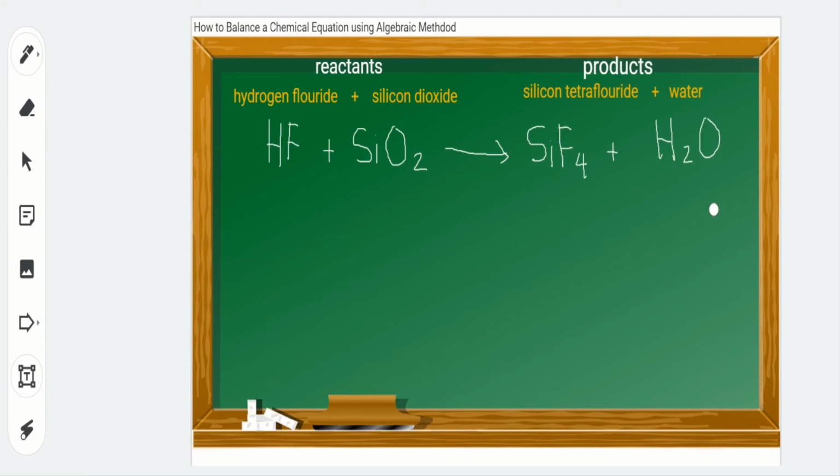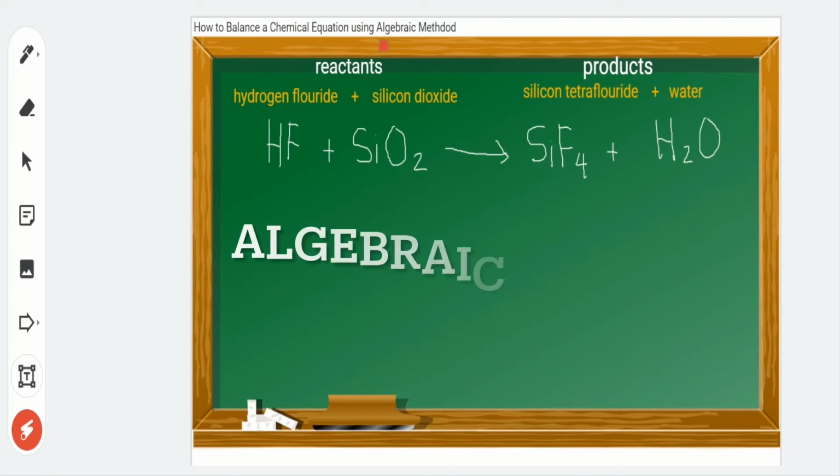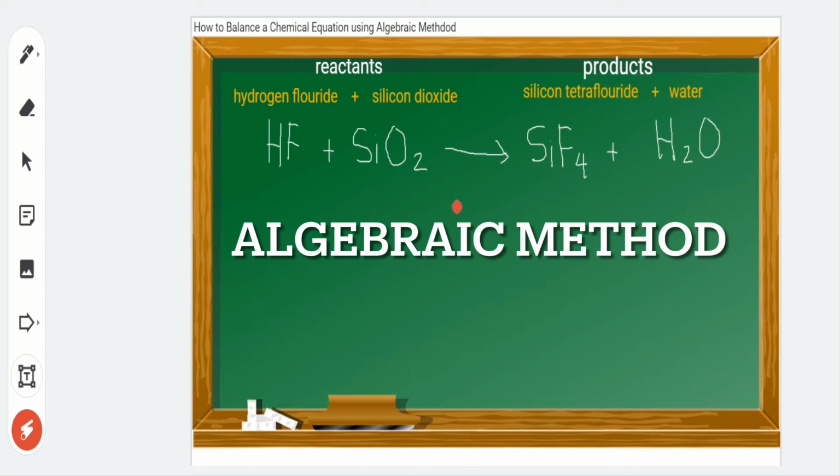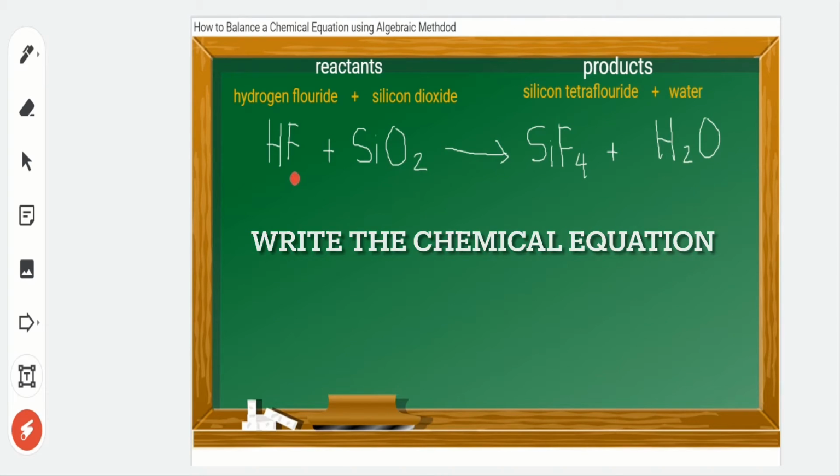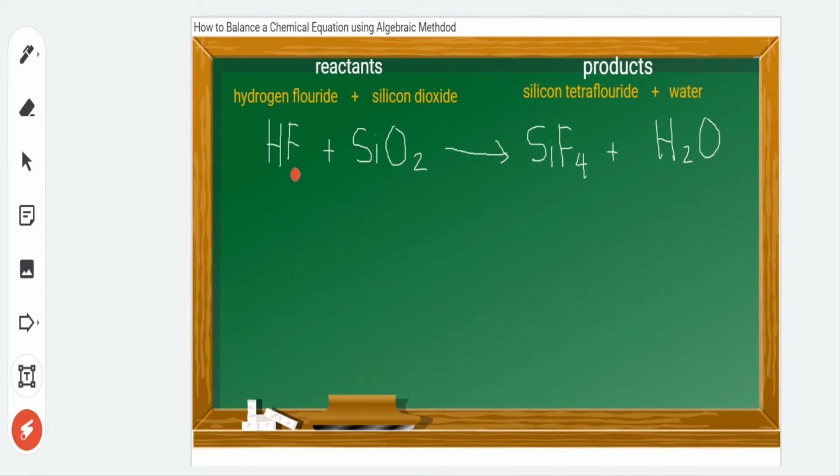Okay, so here's a different method on how to balance a chemical equation. So this time, gagamit tayo ng algebraic method to balance a chemical equation. So first thing, of course, just like what we did before, we have to write the chemical equation. So what we have here as our example, for our reactants, we have hydrogen fluoride, and it reacted to silicon dioxide, and the products are silicon tetrachloride and of course water.